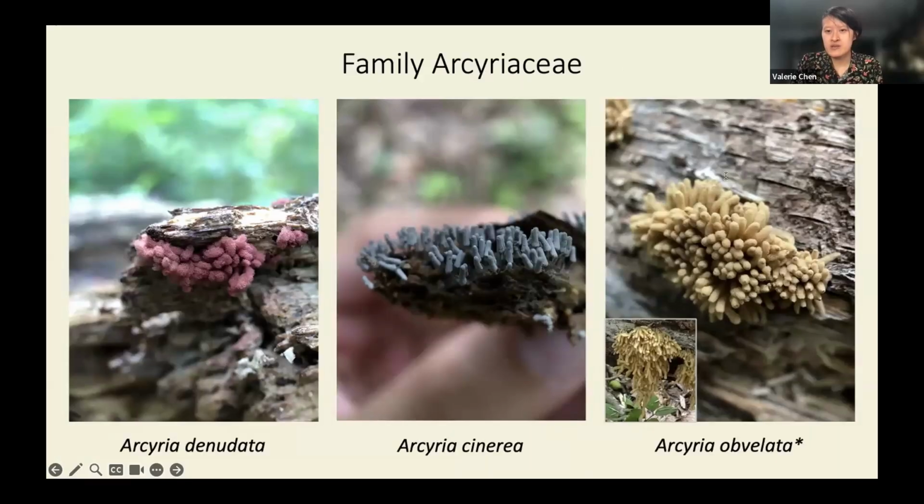So these are the species of Arcyria that I found, which are in a range of lovely colors. Arcyria is a large genus, and a lot of these are thought to be species complexes, meaning there's a lot of undercounted diversity within these taxa.